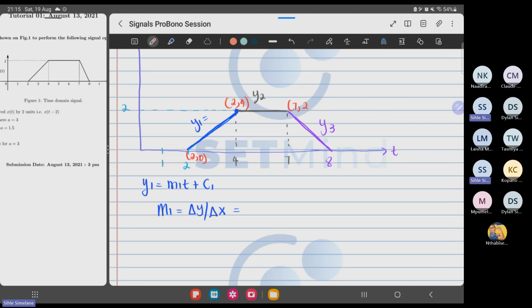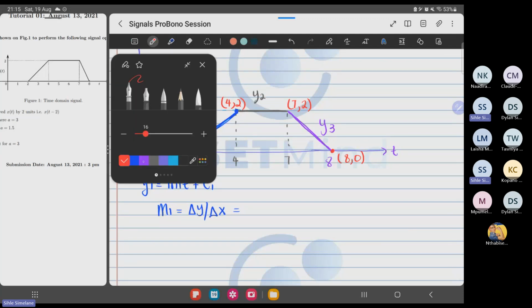Okay, sorry, it's the other way around. So if you look at this point here, the x is 4, the y is 2. Then if you look here, the x is 7, the y is 2, and that last point there, the x is 8, the y is 0. So we can easily find the gradient of m1 because we have the 2 points.